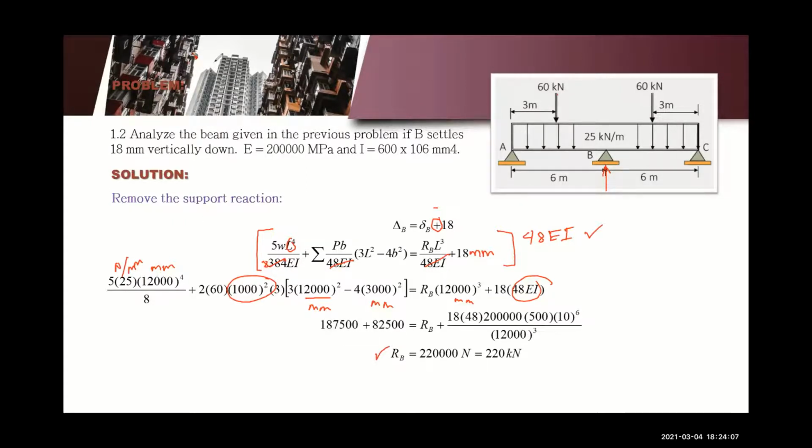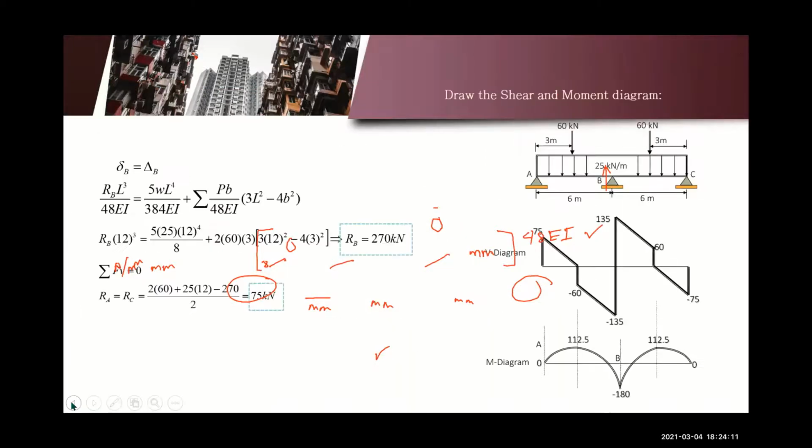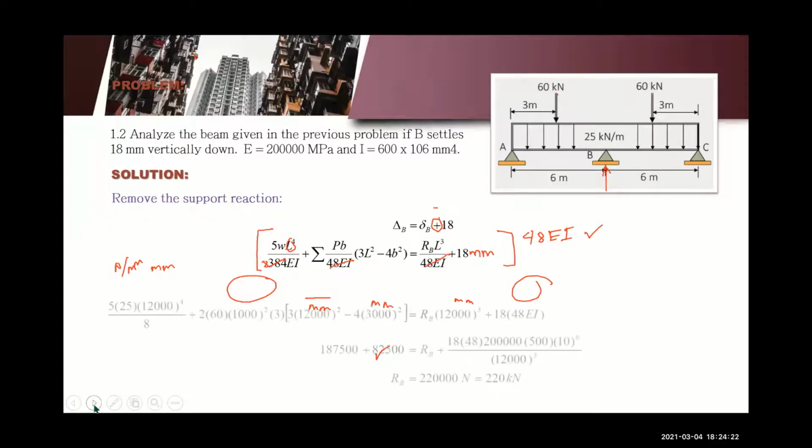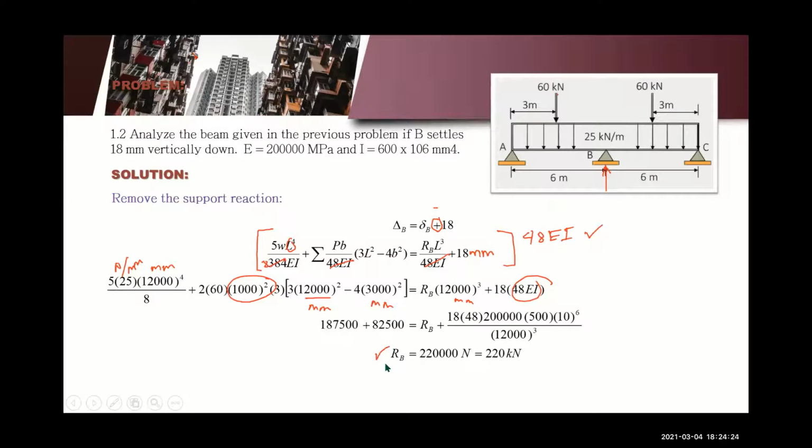Now, let's see the difference from the earlier problem. Let's check now. Okay, so here, dito kung mapapansin nyo, the reaction at B is 270 kilonewton. But with the deflection, with the settlement, the reaction at B is now 220 kilonewton. So, nagkaroon tayo ng difference na 50 kilonewton because of the 18 mm settlement. Okay, so again, here, madali lang naman yung ginawa natin.